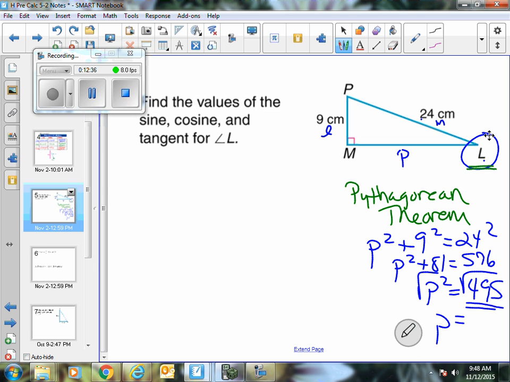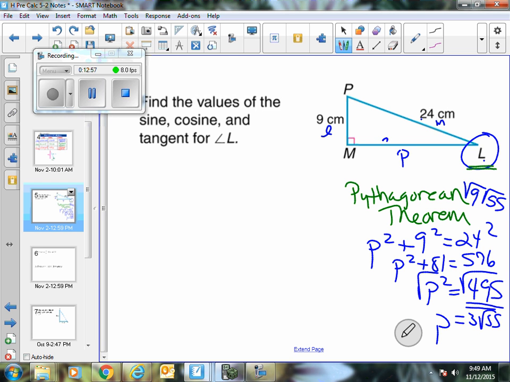So is 495 a perfect square? Well, no, it's not. So check it, but it's not. See if you can find a perfect square that divides into 495 evenly. So the biggest perfect square and what's left over. So pause the video, see if you can simplify it. All right, so I got 9 and 55, so that would be 3 times the square root of 55.